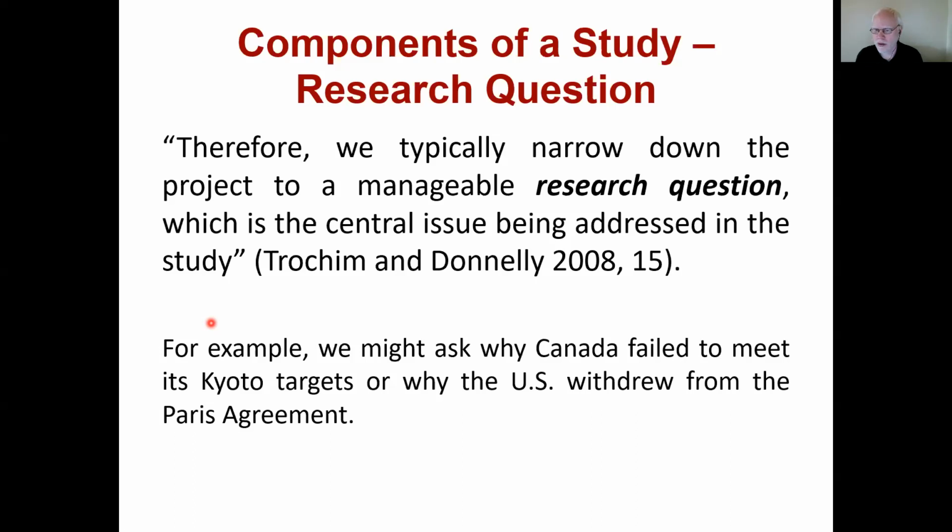Why did Canada fail to meet its Kyoto targets? Canada agreed we're going to meet certain targets by 2015, I think it was. Didn't get there. Why not? Not going to solve the entire problem of climate change, but if we're able to answer that question, we start getting information that we can potentially generalize back. We could start at least solving the Canada context.